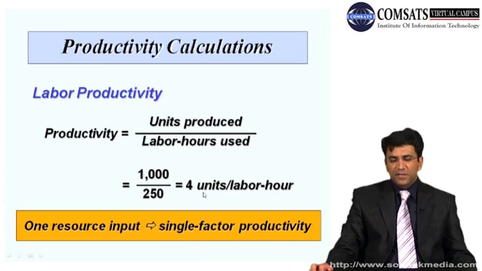Now students, let's discuss this formula: we have used only one factor as input, that is the labor hours. If we use only a single factor as input for the calculation of productivity, this model is called the single factor productivity model. But if we use multiple factors as input for the productivity calculation, then that will be termed the multi-factor productivity model. So in this particular example, we have used only a single factor, that is the labor hours, as input. So this formula is termed a single factor productivity model.